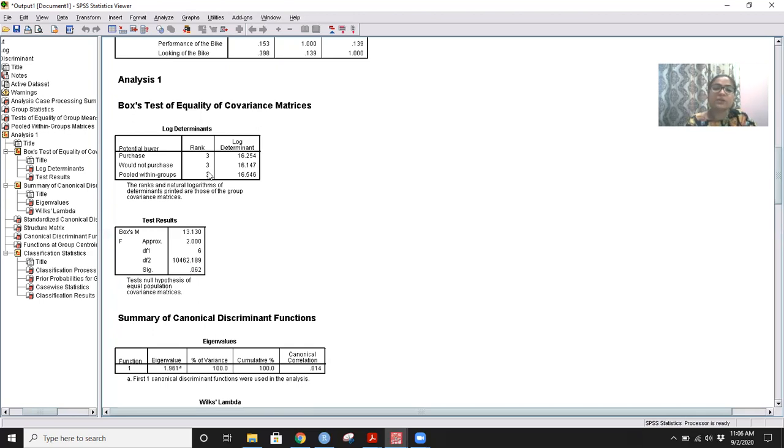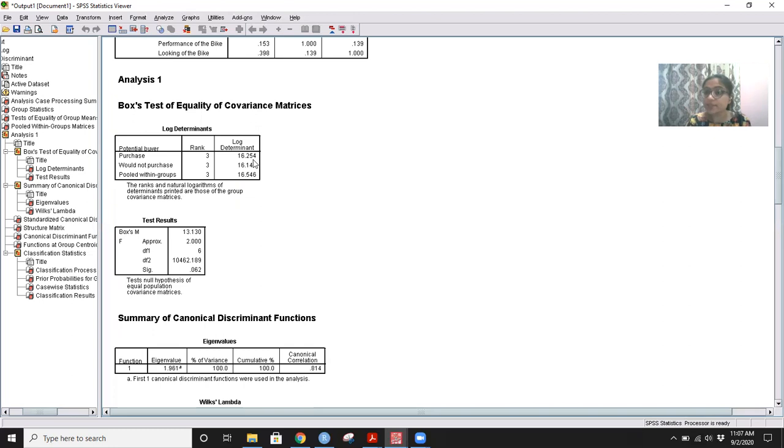Now, what is this log determinants? Log determinants is the natural logarithm of the determinants taken up for each of the independent variables. Not going into the math of it, but you can visualize it this way: basically they should be as close as possible for this homogeneity assumption to be met. Okay, so for Box's M test to be justified and your assumption to be met, you should have log determinants for each of the independent variables to be relatively equal.